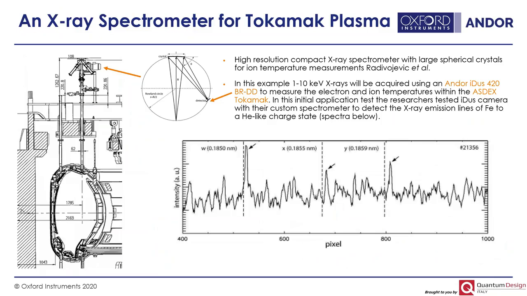And lastly, I just have an example of how an Andor spectroscopy camera was used as part of a setup in an X-ray spectrometer. They were using this to make ion temperature measurements. In this example, they had this setup, as you can see on the left-hand side, where they had quite a few X-rays coming out of the plasma, and they then bounced it onto a detector to look at the spread of the different energy levels within their plasma, and from that they were working out the temperature.